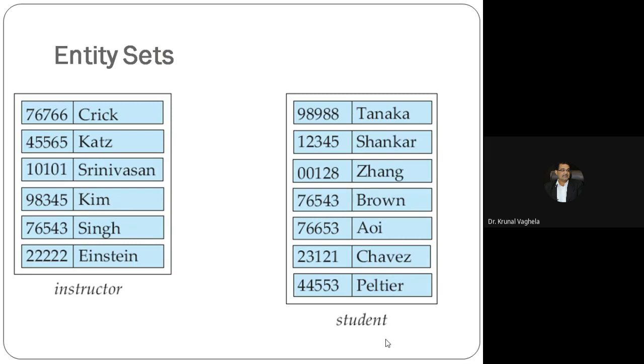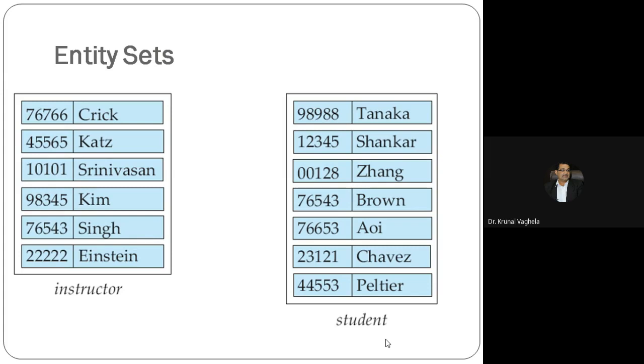Now tell me, in instructor, what is an entity? This is an entity set. But in instructor, what do you call an entity? Every different row is an entity. Like Crick, Rowe, Katz, Srinivasan, Kim, Singh, Einstein, all these are entities. Why are these in the same entity set? Because all are instructors. Yes, all are instructors. That's why they are in the same entity set.